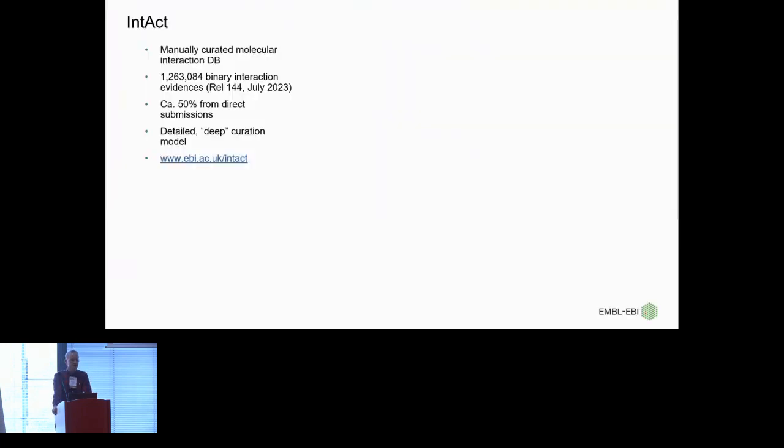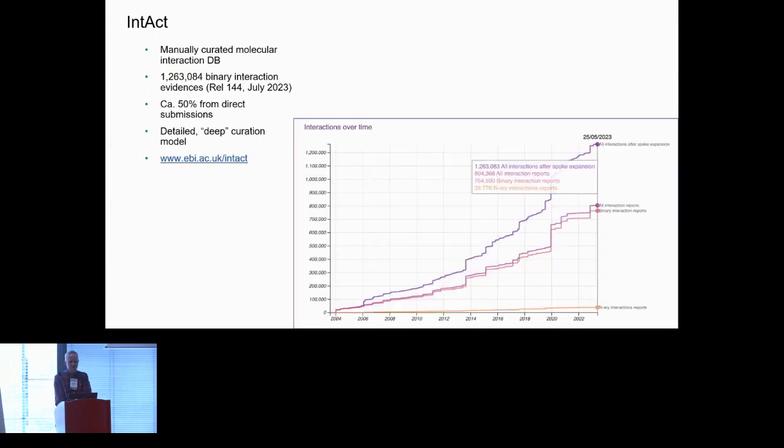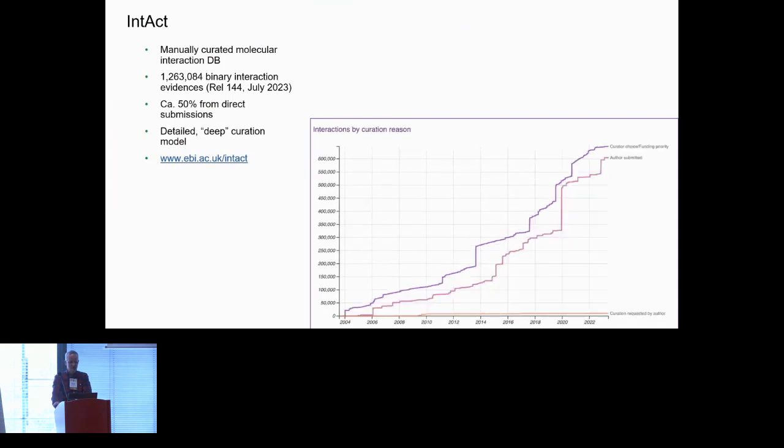Starting point is INTACT. INTACT is a curated molecular interaction database. It holds currently 1.2 million binary interactions as of the release last week. About 50% of these are from direct author submissions. The other 50% are from curator-based choice based on funding or curator interest or expertise.